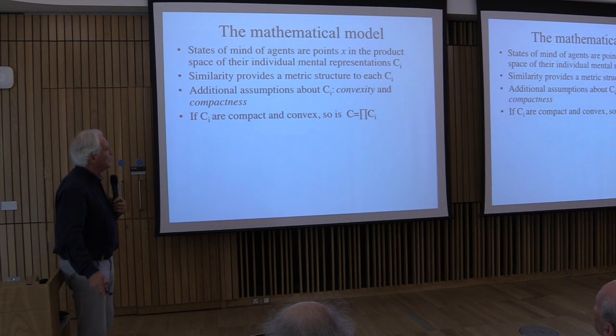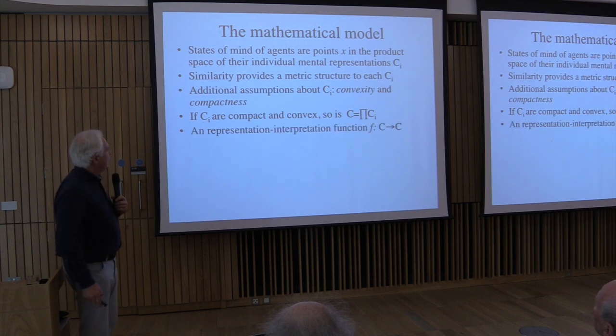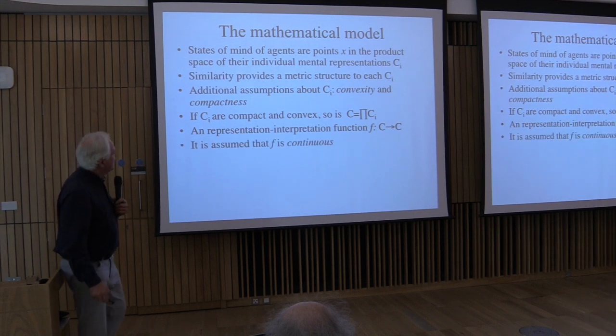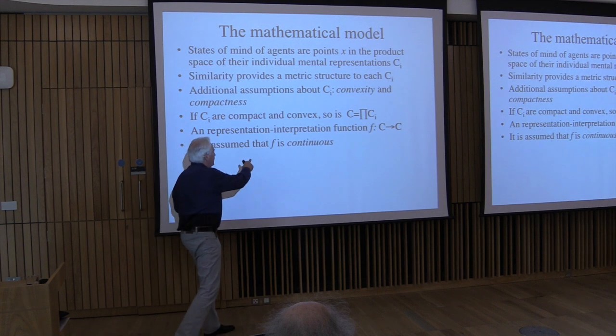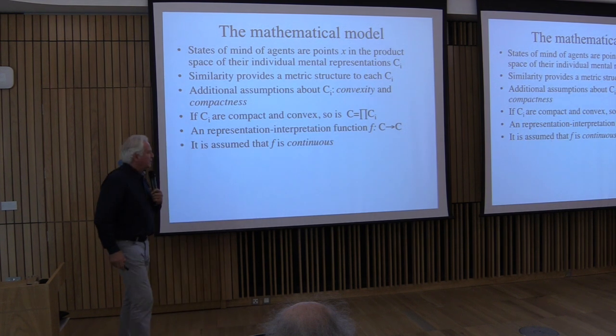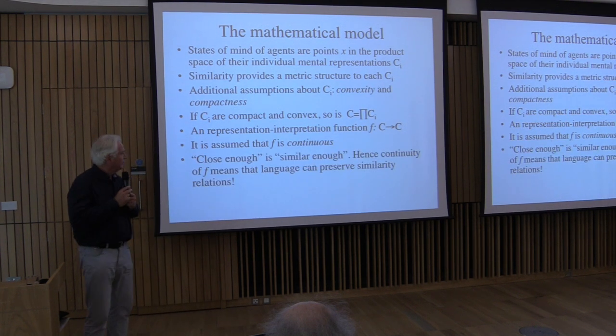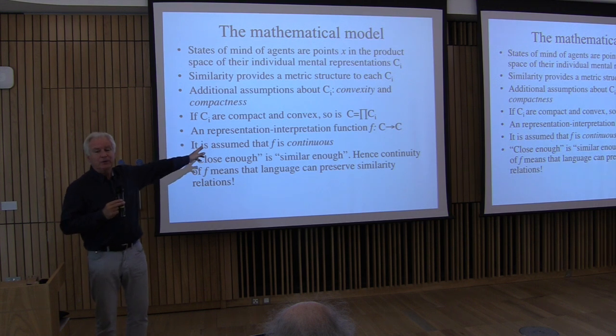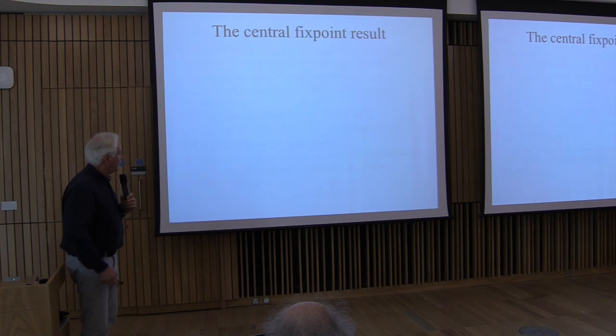Well, there may be more than 2 speakers. We may have any community of speakers. We can talk about a number of speakers. And then that is the product function from the product space to the product space. I already said that. And we assume that this function is continuous. What continuity means is that it's preserving similarities. Close enough means similar enough. Continuity means that language preserves similarity relations. If you use a word, they denote a set of similar things. So that's the meaning of the continuity assumption of this function.